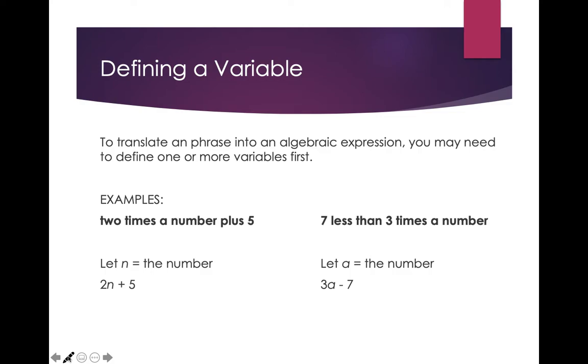So for the first example, you see 2 times a number plus 5. The unknown number is not identified or defined, so we need to first write a let statement: let n equal the number, and then you can write your expression 2n plus 5. You can use any variable you want for your let statements. The second example, 7 less than 3 times a number. This one says let a equal the number, and the expression is 3a minus 7.